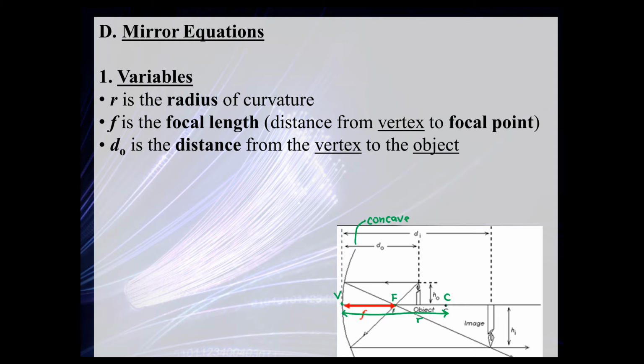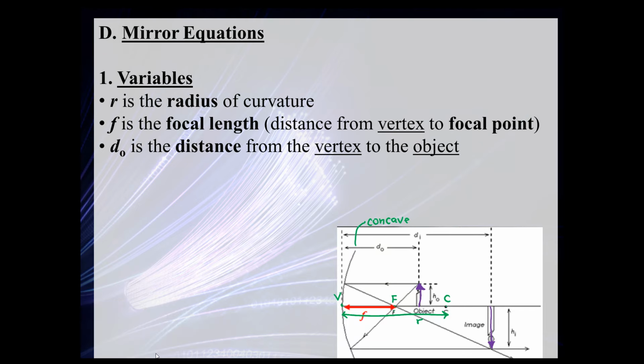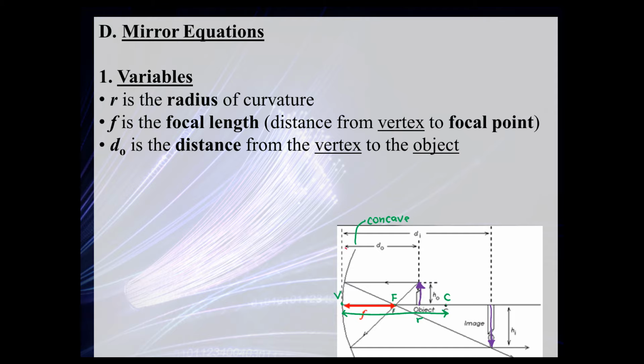DO represents the distance from the vertex of the mirror to where the object is located. So on this diagram, my object is a candle. So I could represent it with an arrow that's just pointing straight up. Then you have your image that's inverted or upside down. And then to just show the object distance: again, the object distance would be the distance from the vertex to the location of the object. We call that DO.